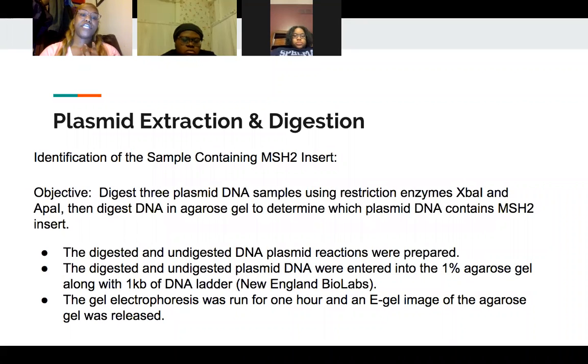Next, the identification of sample containing MSH2 insert experiment was conducted. The objective of this was to digest 3 plasmid DNA samples using the restriction enzymes XbaI and ApaI, and then to run the DNA on an agarose gel to determine which plasmid DNA contains the MSH2 insert. First, the digested and undigested DNA plasmid reactions were prepared. Then these reactions were placed into a 1% agarose gel along with a 1 kb DNA ladder. The gel electrophoresis was run for an hour, and the e-gel image of the agarose gel was released.